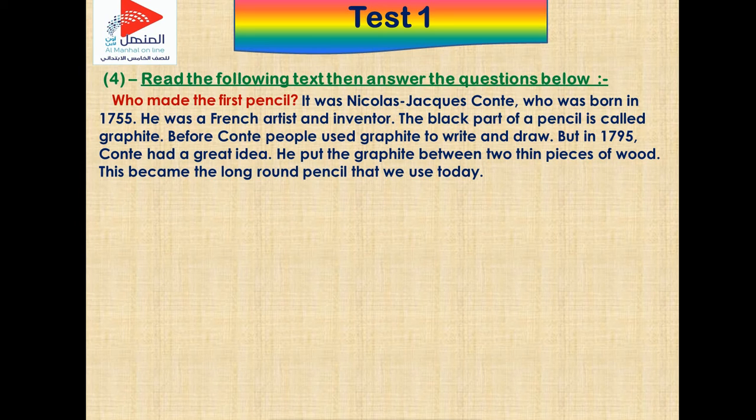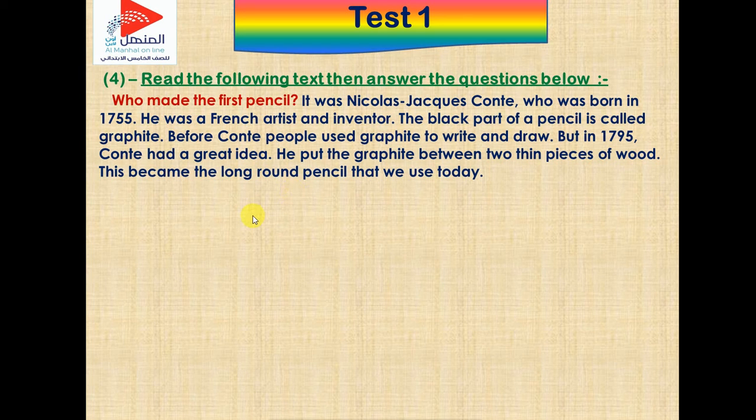Who made the first pencil? It was Nicholas Jacques Conté, who was born in 1755. He was a French artist and inventor. The black part of a pencil is called graphite. Before Conté, people used graphite to write and draw, but in 1795 Conté had a great idea. He put the graphite between two thin pieces of wood, so he made a cover for the graphite. This became the long round pencil that we use today. So the very simple thing that we use to write today has a very popular story in the past. So everything starts with an idea.